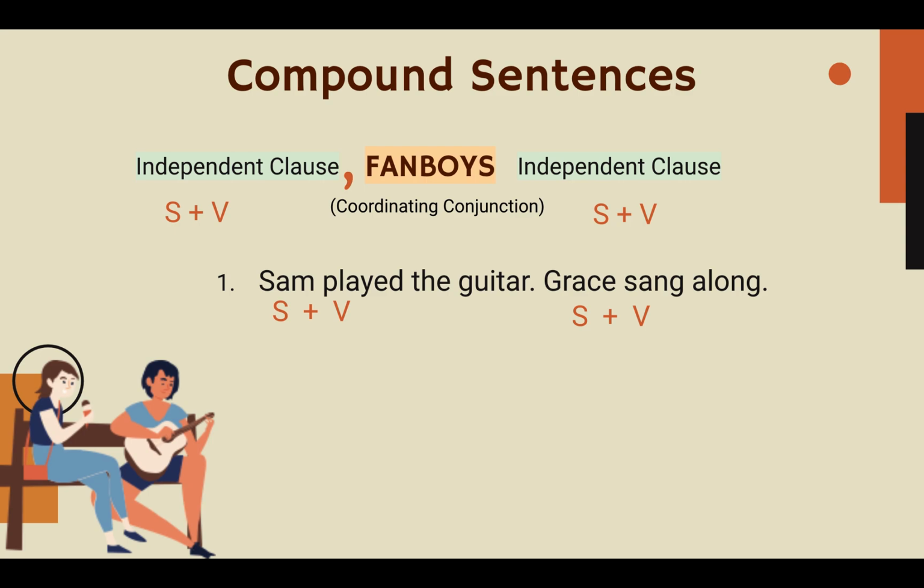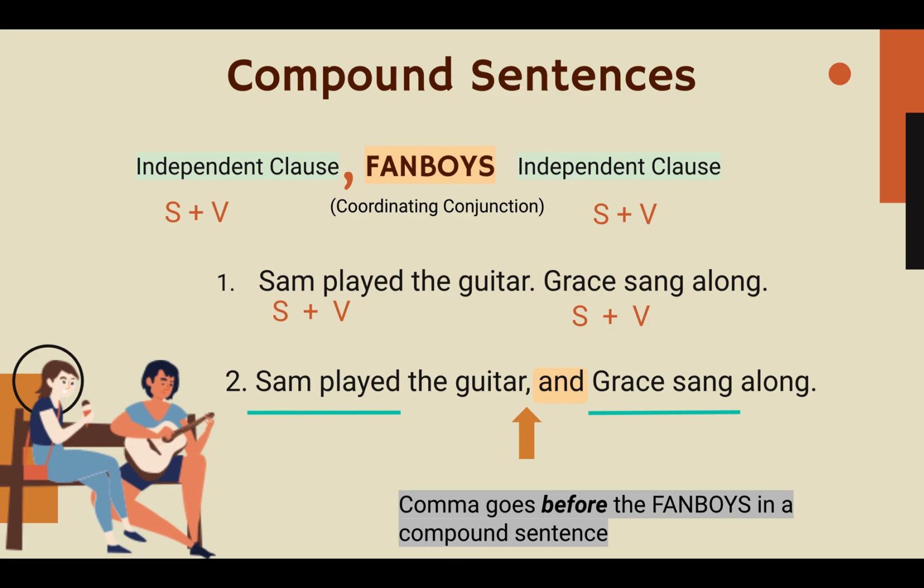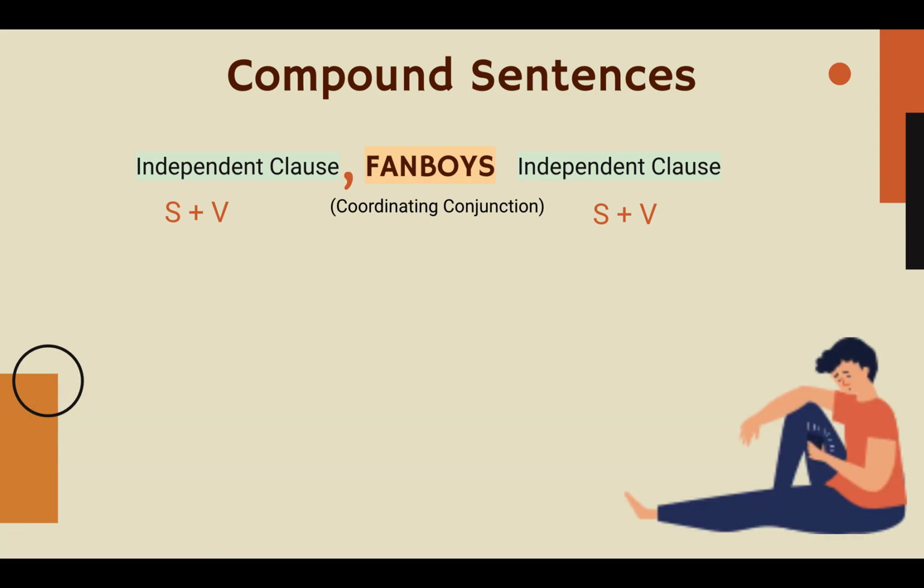And it doesn't show the relationship between the ideas, so we can actually combine these 2 independent clauses using a fanboys, or coordinating conjunction, and make it a compound sentence. Let's take a look. Sam played the guitar, and Grace sang along. Notice that we still have the independent clauses from sentence number 1, but we are joining them using the fanboys and. Also notice that before and, we put a comma because we need to put a comma before the fanboys in a compound sentence. Let's look at another example.